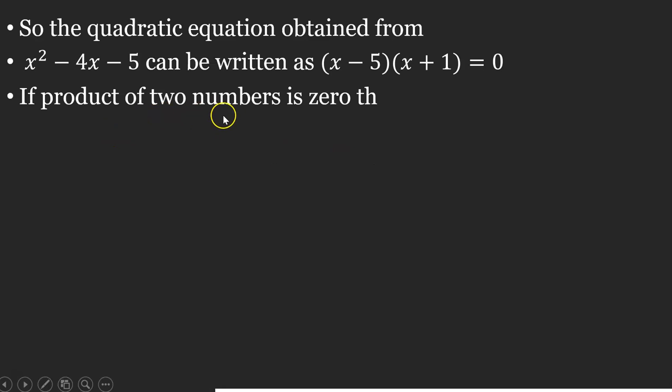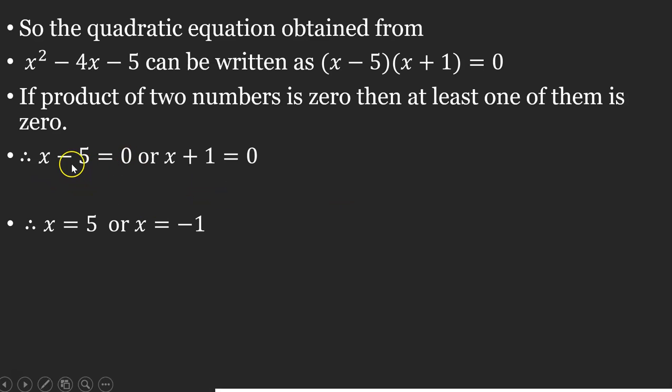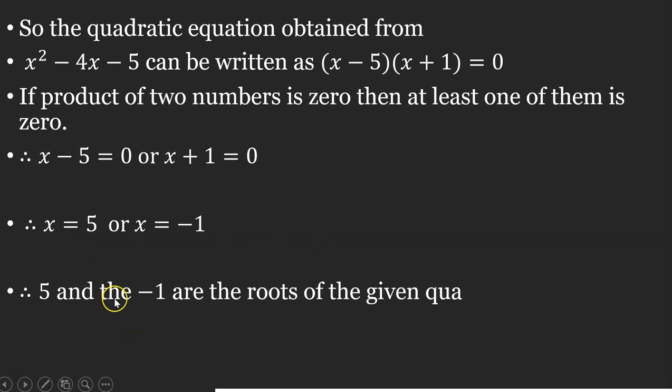If the product of the two numbers is 0, या दोघांचा multiplication जर 0 असेल, then at least one of them is 0. x minus 5 is equals to 0 or x plus 1 is 0. मग आपण असं लिहितो का हा -5 पलीकडे जाणार, then it will become plus 5, and 1 minus होणार, and therefore x is equals to 5 or x is equals to -1, and therefore 5 and -1 are the roots of the given quadratic equation.